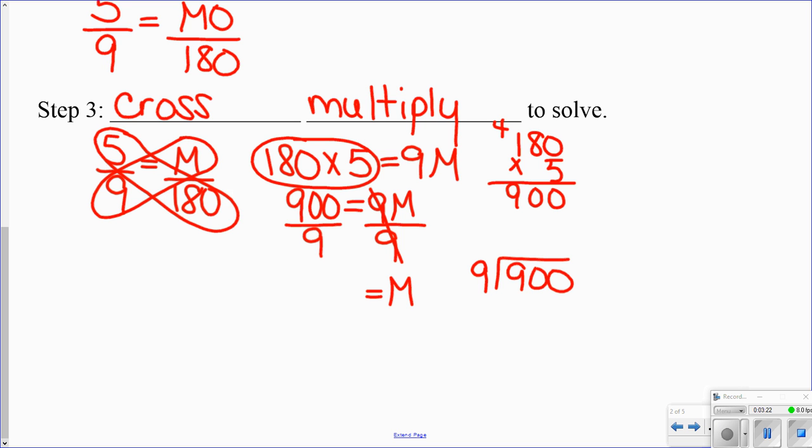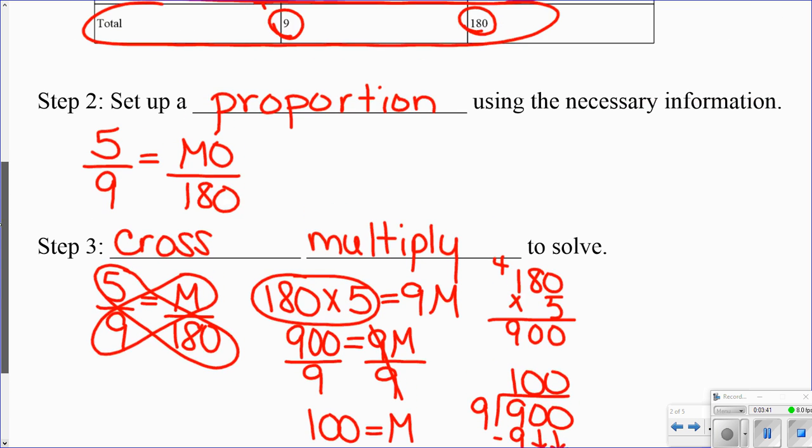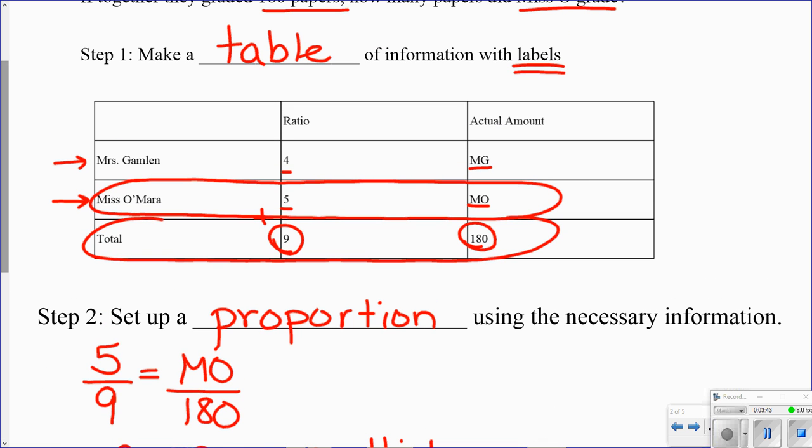9 goes into 9 once. Bring down the 0. 9 does not go into 0. Put a 0 up. Bring the next 0 down. 9 does not go into 0. The answer is 100. So Miss O'Mara graded 100 papers. So I'm going to put that information up in my table. Now, even though the problem does not ask how many papers I grade, if I take 180 minus 100, I can easily find the amount of papers I graded.